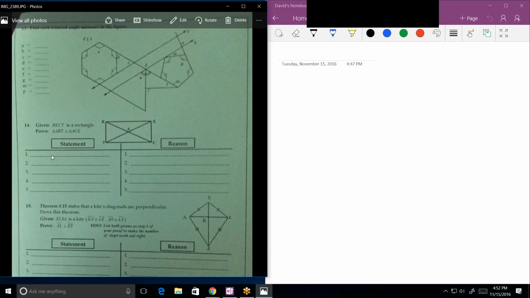So that's going backwards. In other words, statement one is it's a rectangle. Reason: given. Statement two is ET equals RC. Vertical angles are congruent. That's not yet. We'll get into that. If we're going to do side, angle, side, then we've got to prove that AE is congruent to AT.